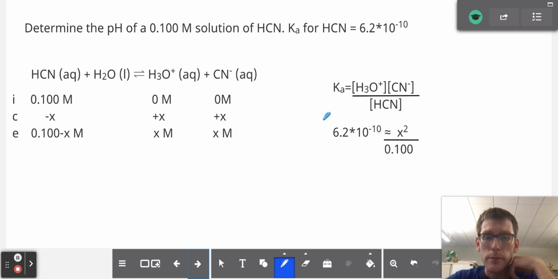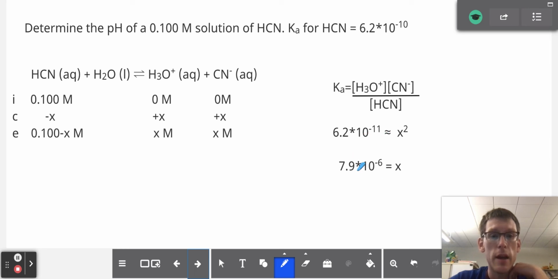So from here, we can replace Ka with what we know it to be, which is 6.2 times 10 to the negative 10th. And so that equilibrium constant equals X squared, H3O+ times CN-, divided by the HCN concentration, which is still approximately 0.1. From here, we can get rid of the 0.1 on the denominator. We get to 6.2 times 10 to the negative 11th is equal to X squared. Take the square root of both sides, and we get that X is equal to 7.9 times 10 to the negative 6th. This is a molarity, and that is the molarity of the H3O+ and the CN- at equilibrium.